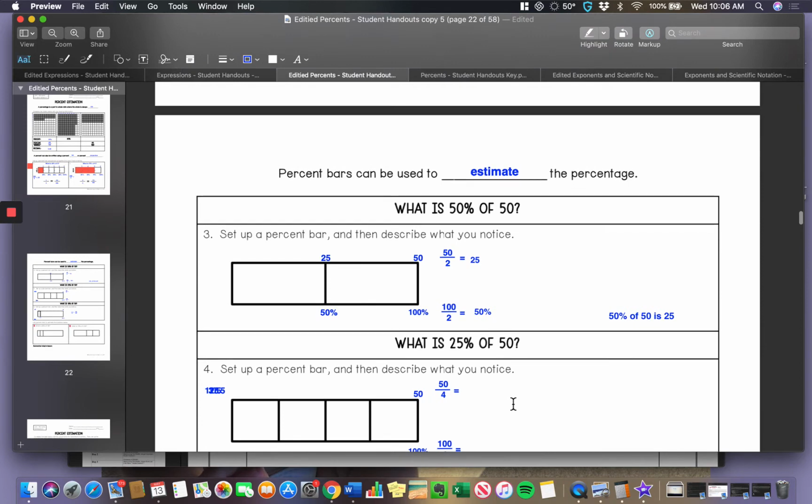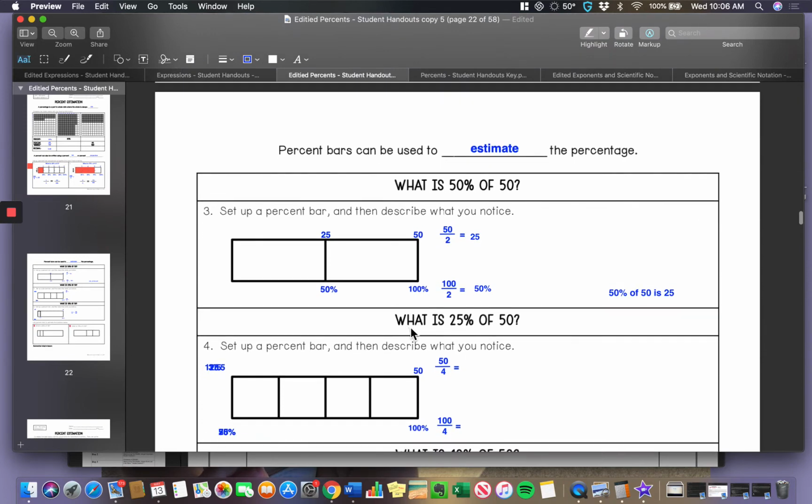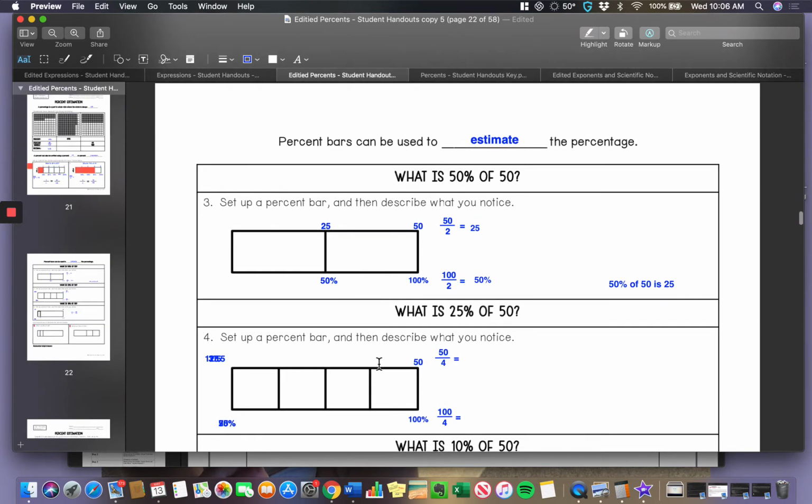Now the next one is, what is 25% of 100? Again, I can take the amount that's here and divide it by the number of boxes there are. So I had 4 boxes. You can label them, and you need to know how much each box is going to be worth up here. So here I'm going to try to label this one. So 50 divided by 4. And if you don't know, you would do it on your calculator.